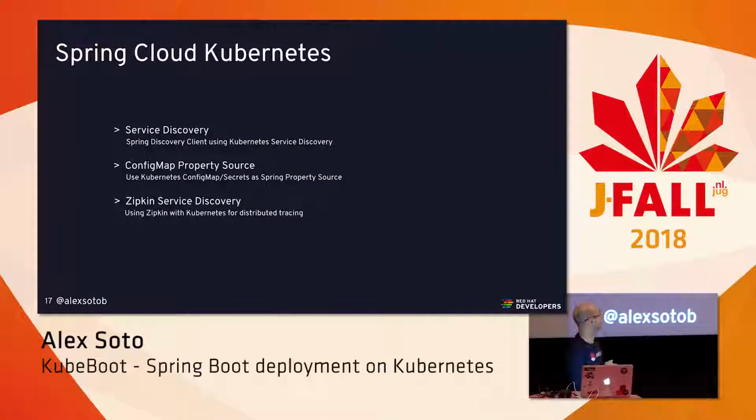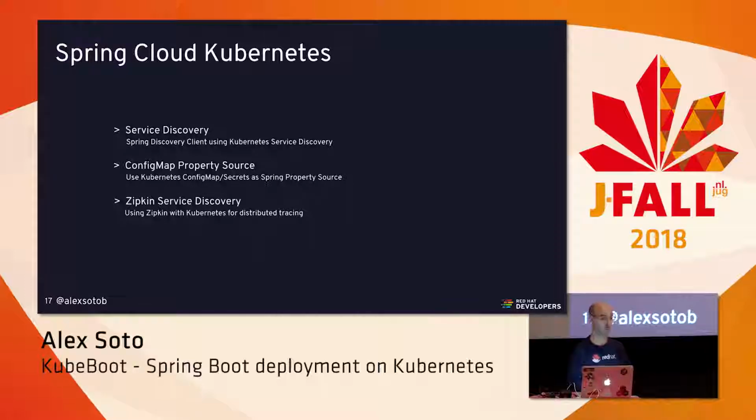But there is also Spring Cloud Kubernetes, which integrates service discovery. For example, you can inject a service using the Kubernetes service name. You just use the typical autowire, saying I want to autowire this service which has this name, and then you get all the invocation things done. Also, you can use a config map as a property source.